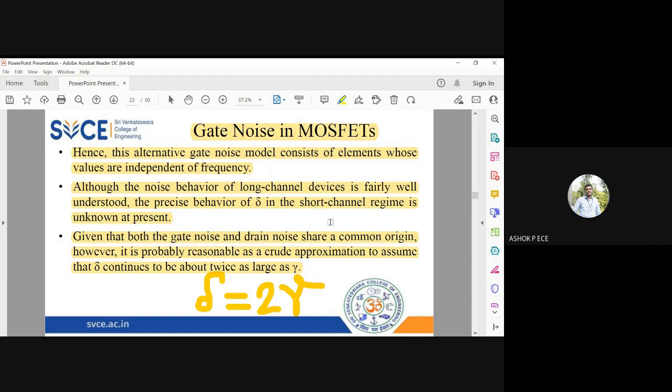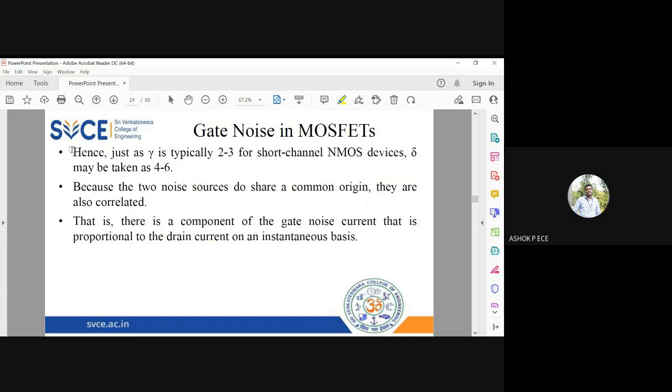The value of RMS noise voltage you get for drain current noise and the value of RMS voltage you get for gate noise will be approximately the same, because these two noises have the same origin from thermal noise. But gamma is generally 2 to 3 for short channel devices, while delta can be taken as 4 to 6. So as we said, when you take gamma as 2 to 3, delta is 2 times gamma, so 2 to 3 becomes 4 to 6.